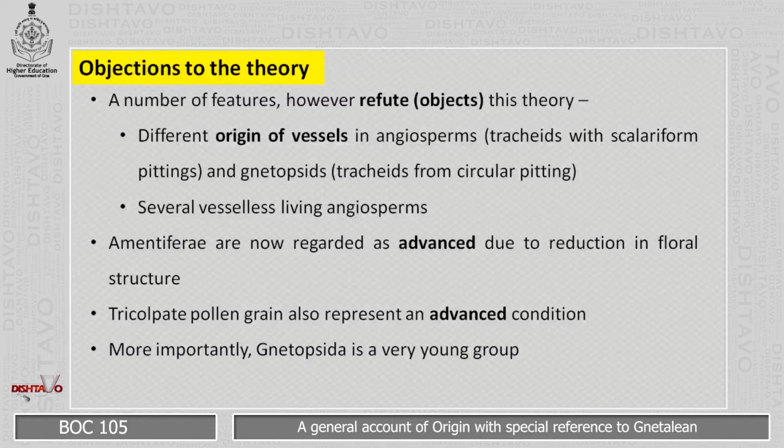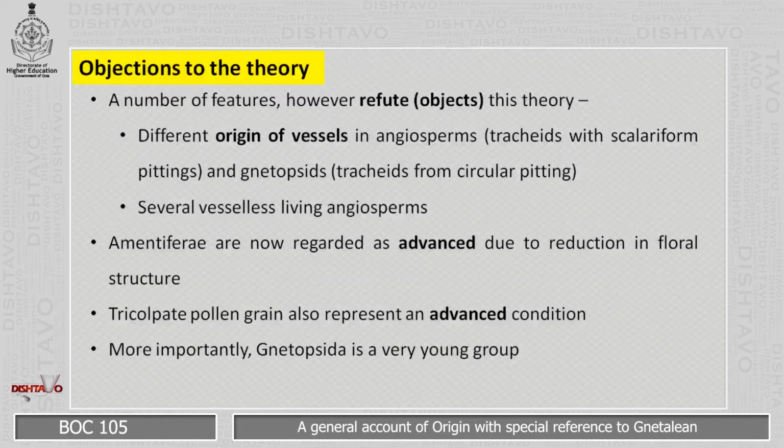Second, there are several living angiosperms which are vesselless. So we cannot just consider vessels to be the character for similarities. Then the Amentiferae group, which is homologized with the strobilus, is now being considered as advanced due to reduction in floral structure.